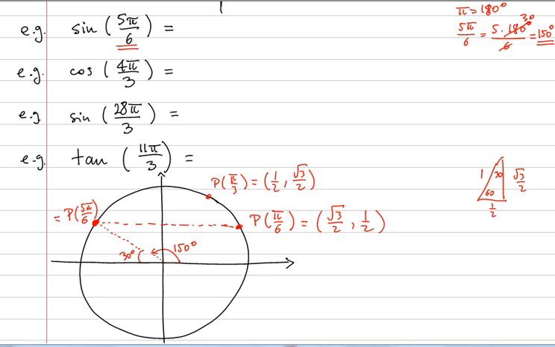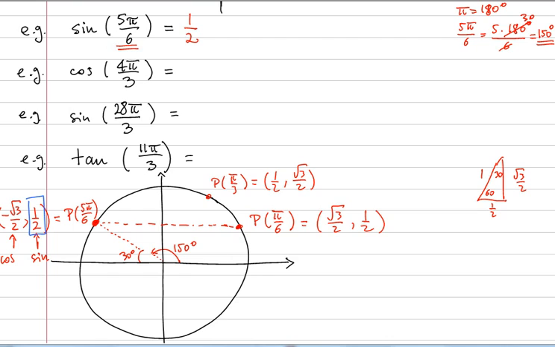So this one is the mirror image of that, and the x coordinate is square root of 3 over 2 with a minus sign, and the y coordinate is not changed, so that's 1/2. The first coordinate is cos, the second coordinate is sine. That's always the case. So because I want to compute sine of 5 pi over 6, I will take this as my answer. So my answer here is 1/2.